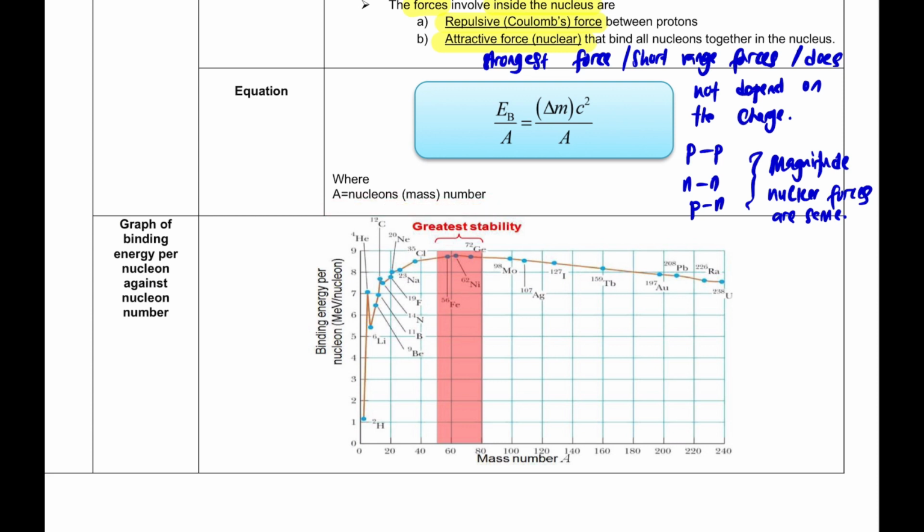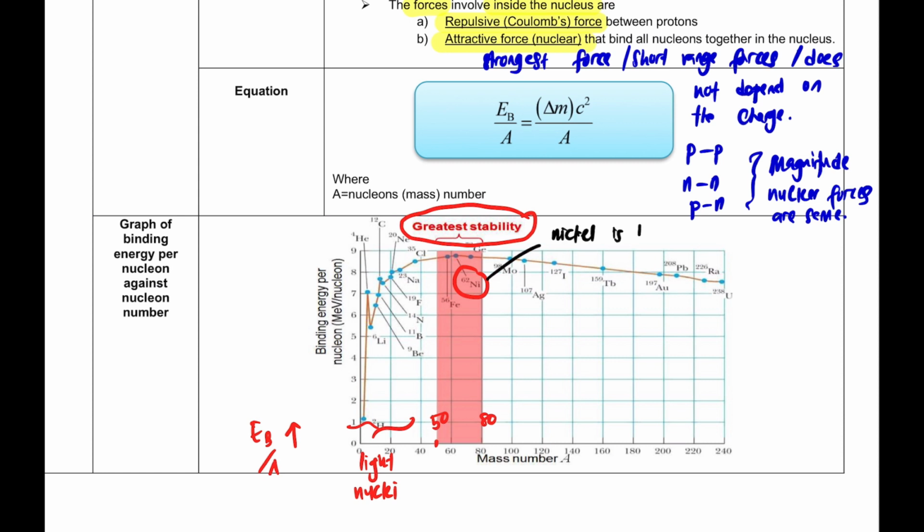The figure below shows a graph of binding energy per nucleon against nucleon number. So as you can see, the value of EB per A rises rapidly from 1 mega electron volt per nucleon to 8 mega electron volt per nucleon, with increasing mass number A for light nuclei. For the nuclei with A between 50 and 80, the value of EB per A ranges between 8 and 8.9 mega electron volt per nucleon, and the nuclei in this range are very stable.